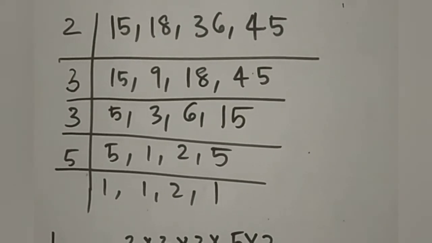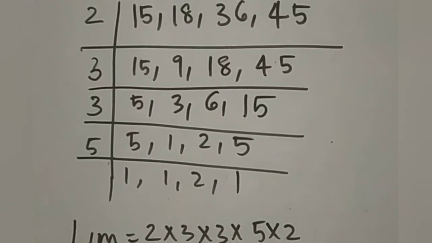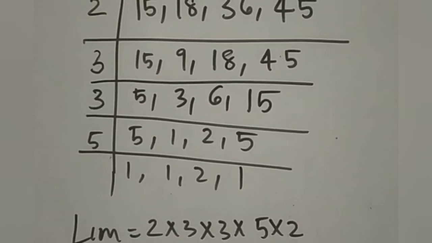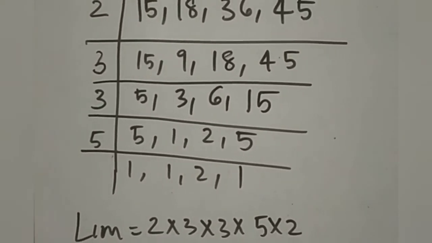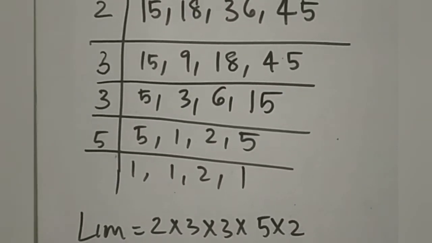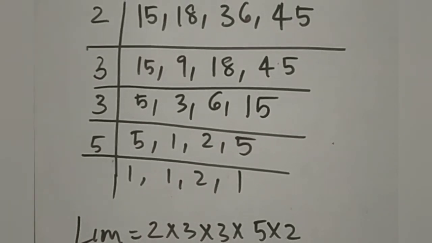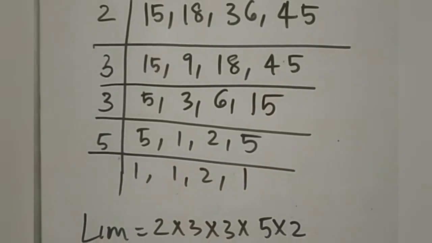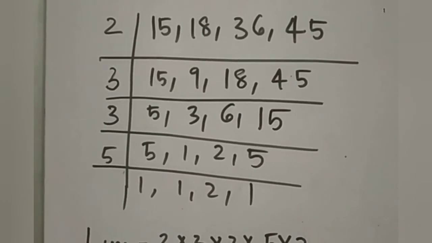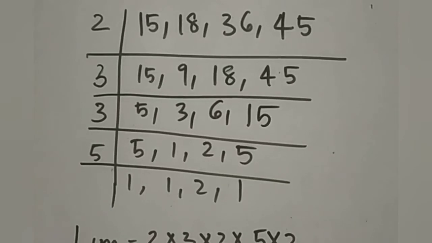Now again we need to find a prime number which divides at least 2 of these numbers 15, 9, 18 and 45. We cannot take the prime number 2 because 2 is a factor of only the number 18. So we will take the next prime number, that is 3. And 3 is a factor of the numbers 15, 9 and 45. So we can divide these numbers by 3. So we will write 3 5s are 15, 3 3s are 9 and 6 3s are 18 and 15 into 3 is 45. So we got the numbers 5, 3, 6 and 15.